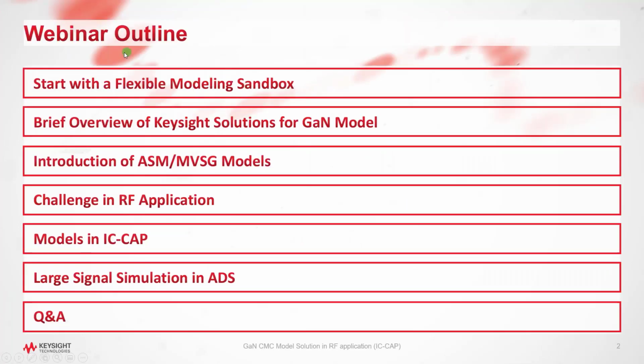I'm going to start off by giving you a broader look at the sandbox we have. ICCAP is what we're going to use today. Then Abby's going to do a survey of some of the different models that we can do in our sandbox, looking at the CMC models, ASM HEMT, and MVSG, along with some of the challenges. I'm going to end with validating the model with large signal and load pull conditions in our circuit simulator, and then we'll leave some time for questions.